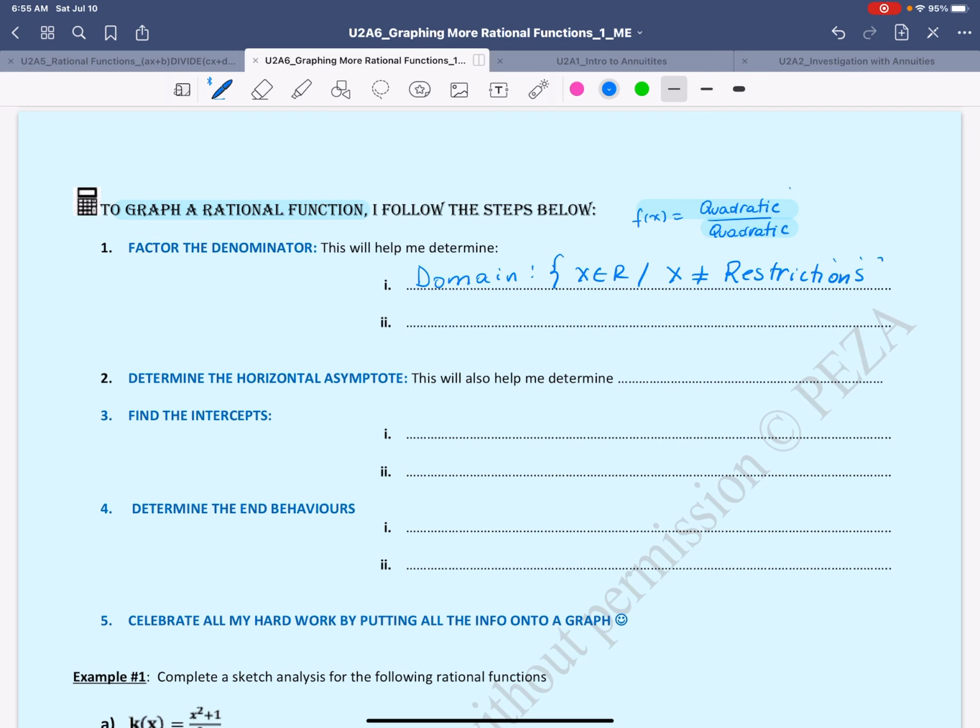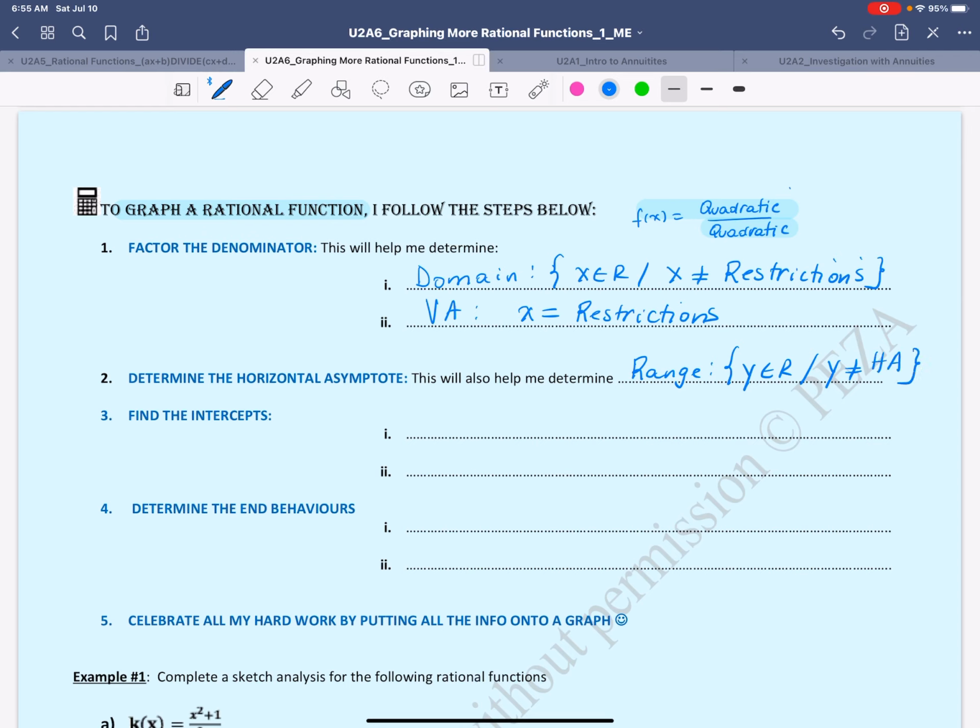Another thing we'll be able to get from the zeros of the denominator is the vertical asymptote. The vertical asymptotes are equations of the form x equals the zeros of the denominator, or the restrictions. Next, we would have to find the horizontal asymptotes. Horizontal asymptotes will also help us determine the range of the function, which will be y any real number such that y is different than the horizontal asymptote.